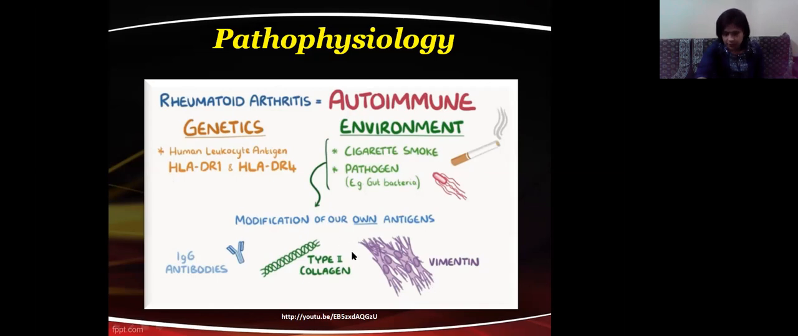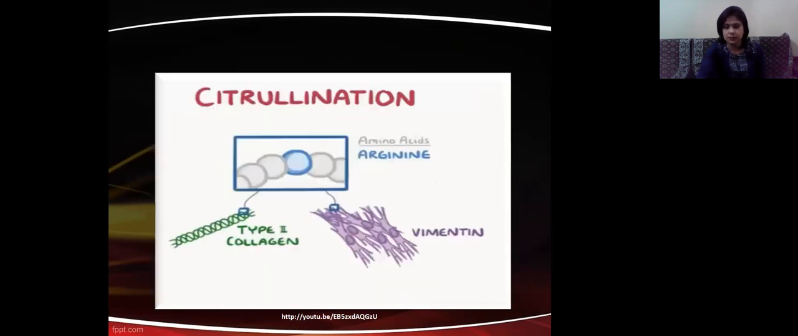So type 2 collagen and vimentin are modified by a process called citrullination. So what happens in citrullination? Type 2 collagen and vimentin are proteins which contain an amino acid called arginine. So in this process, this arginine is converted into another amino acid called citrulline. So by this citrullination process, type 2 collagen and vimentin are modified.